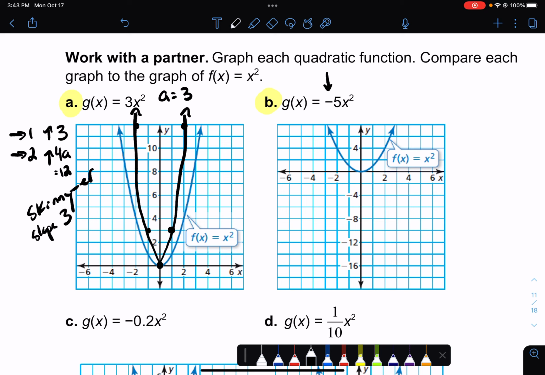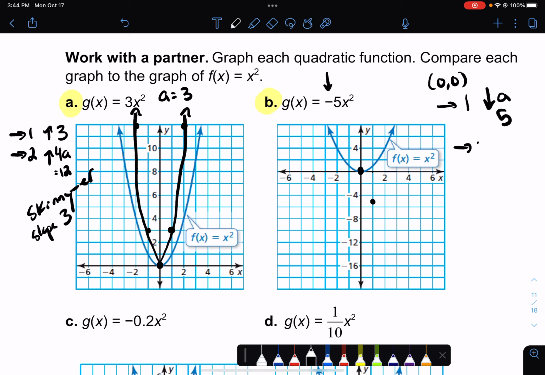So first of all, I'm going to start at 0, 0, right? That's always my starting point. And then I'm going to go over 1, but because of that negative, I'm going to go down whatever my A value is. And my A is 5. So I'm going to go over 1 and down 5.